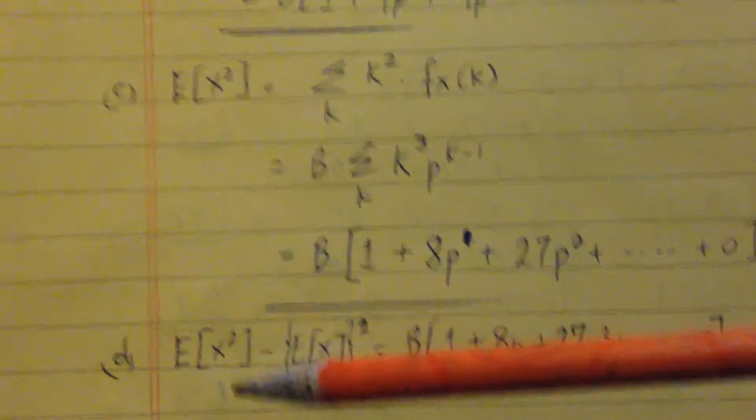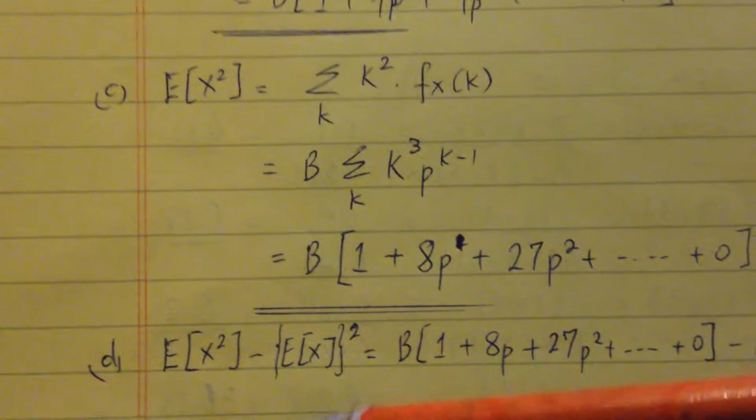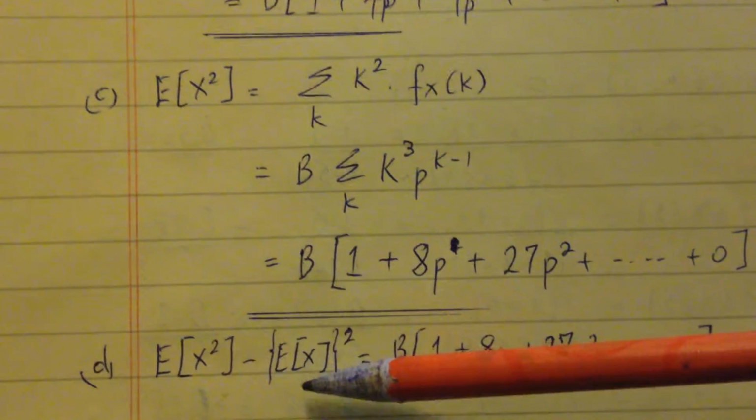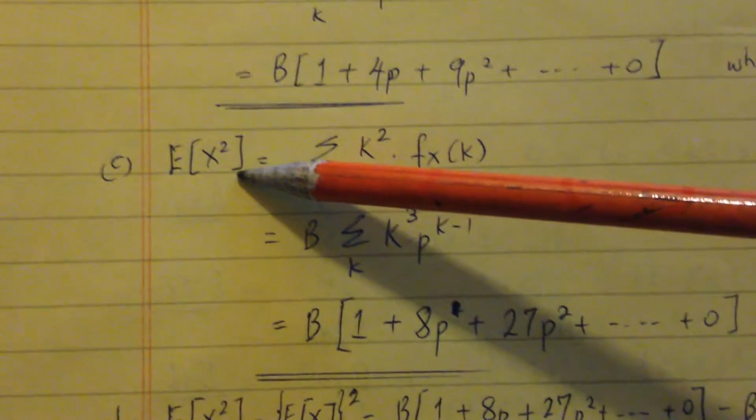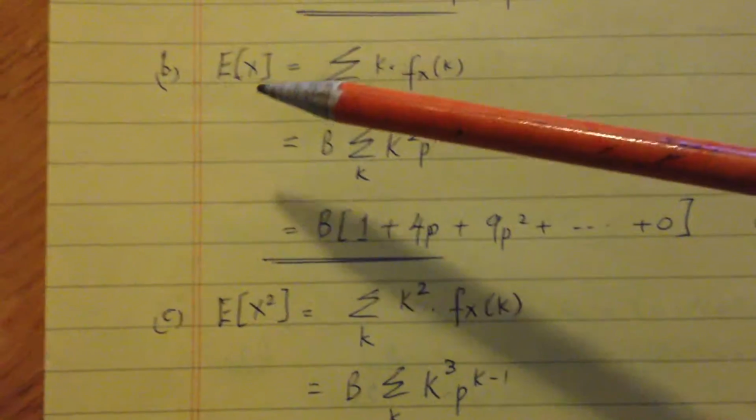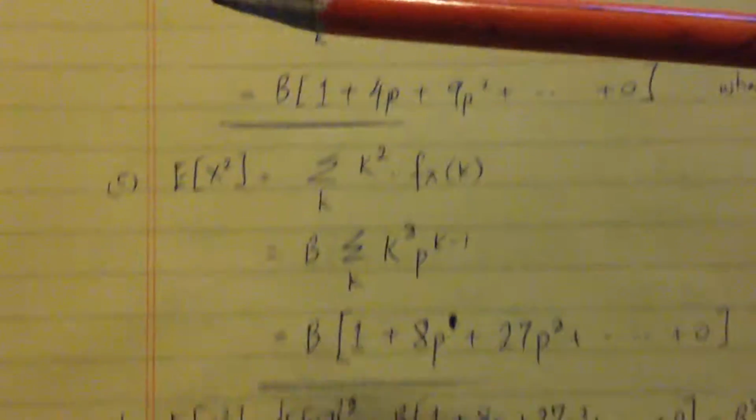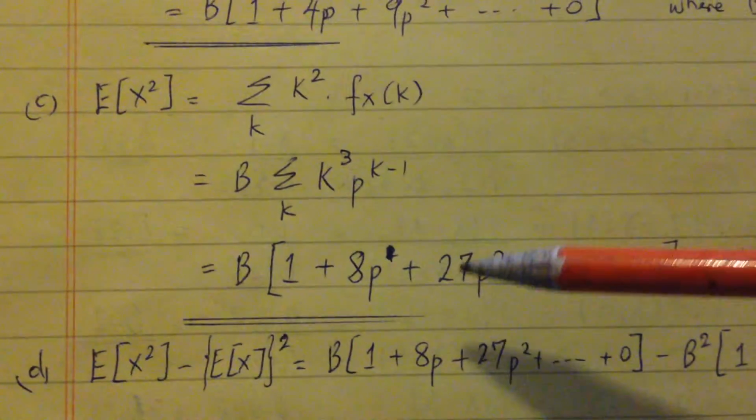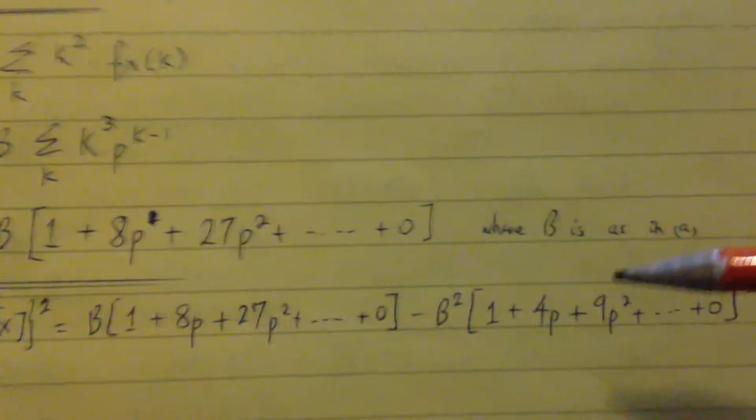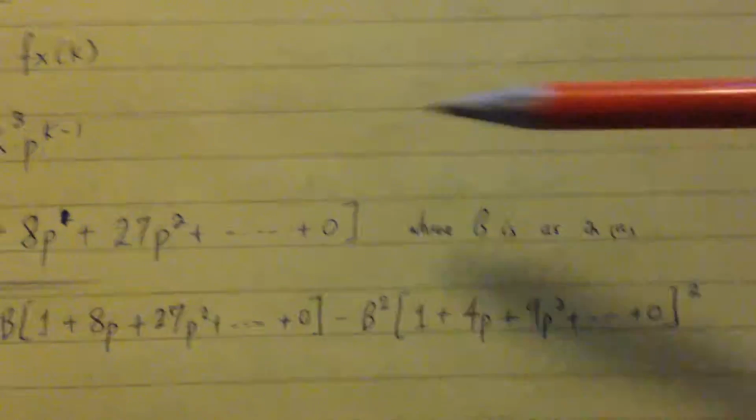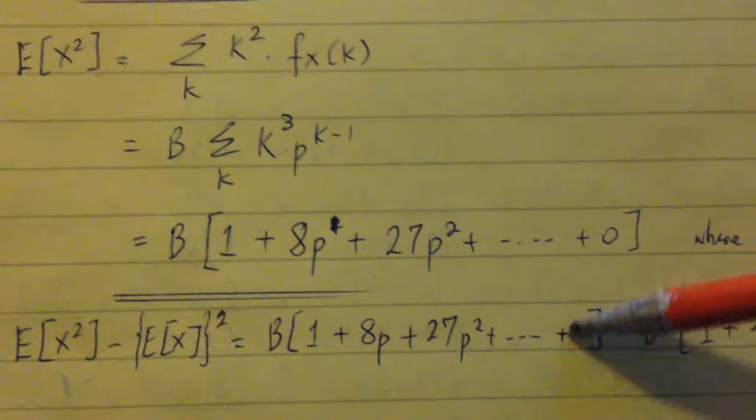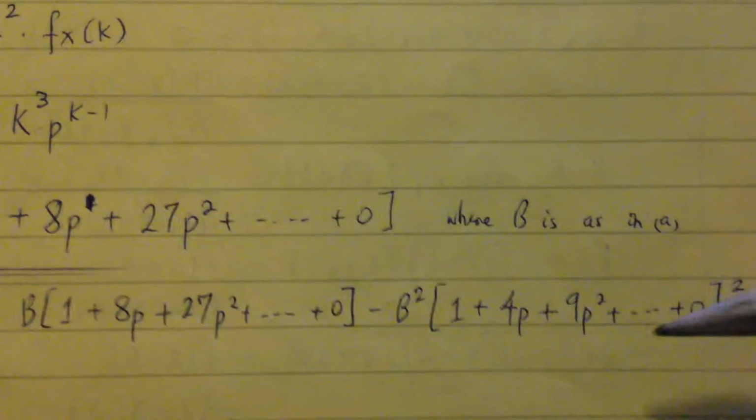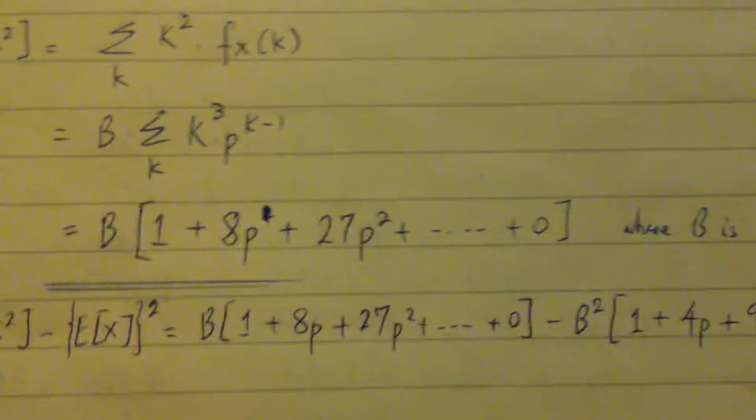For the next part, we are asked to find the expected value of x squared minus the square of the expected value of x. So we just found the expected value of x squared in the part before, and the expected value of x in the other part. So it simply becomes a substitution, this here, and then the square of this value here. Again, we do not simplify it because there are other terms in between here and here, so we leave it in this form.